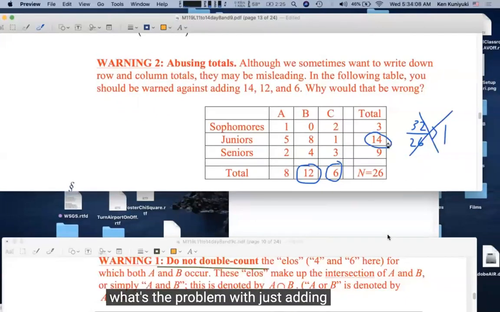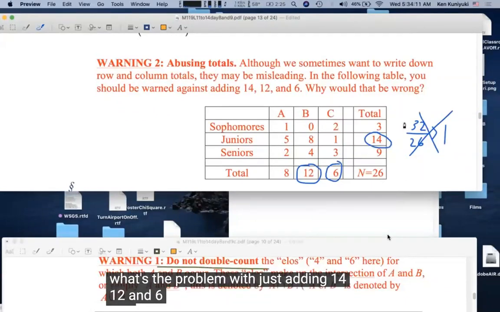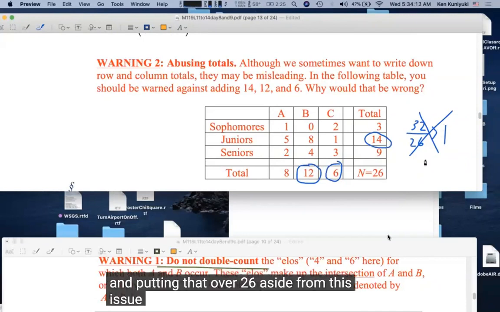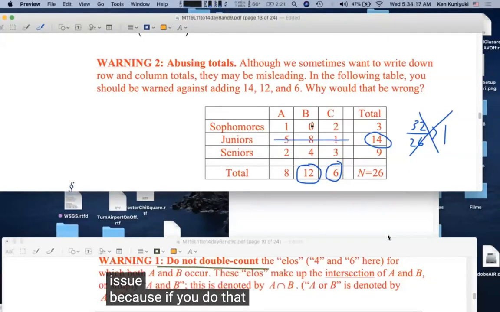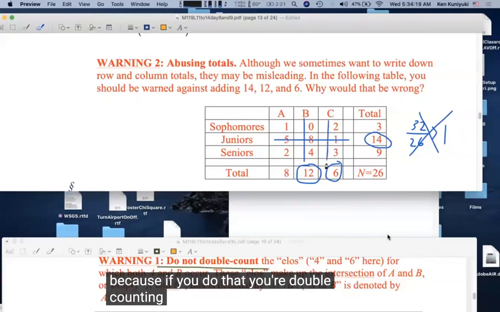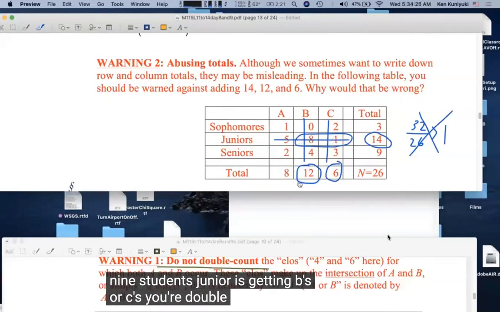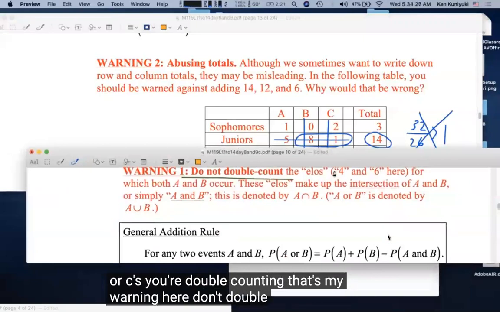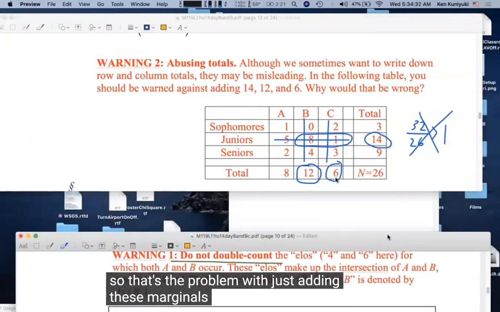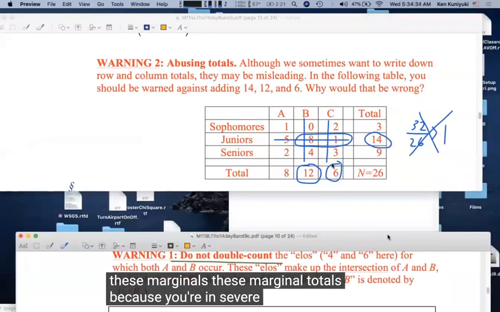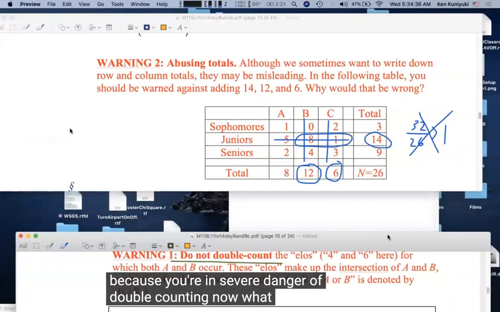What's the problem with just adding 14, 12, and 6 and putting that over 26, aside from this issue? Because if you do that, you're double counting. You're double counting these 9 students. Juniors getting Bs or Cs. You're double counting. That's my warning here. Don't double count. So that's the problem with just adding these marginal totals, because you're in severe danger of double counting.